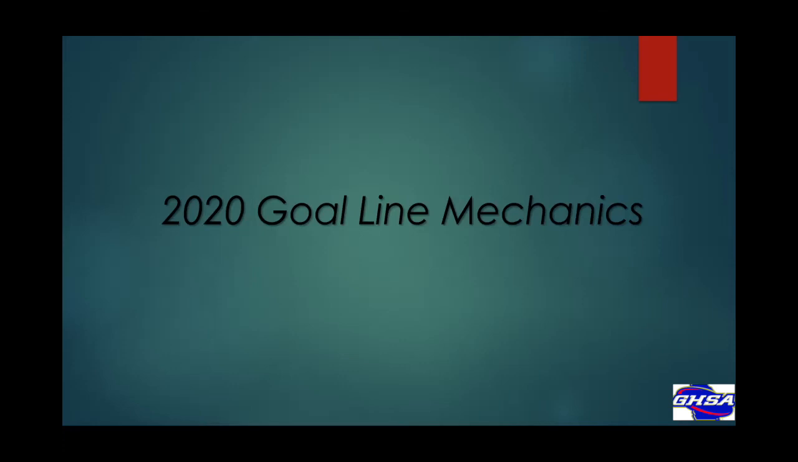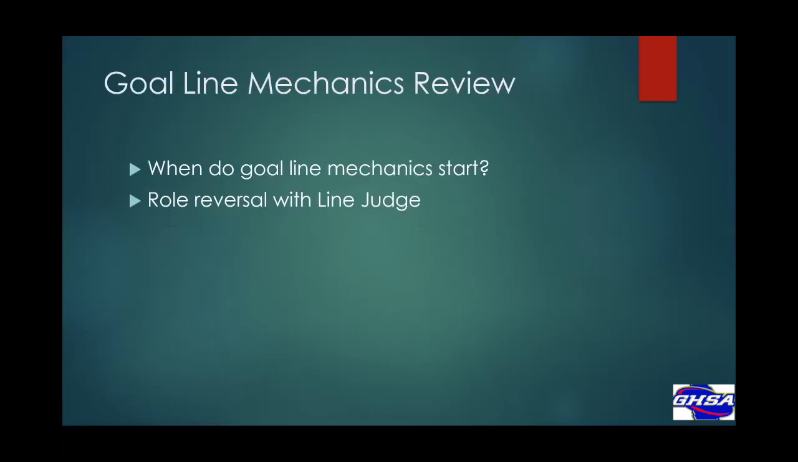All right, let's talk about goal line mechanics. There's really nothing that's changed in goal line mechanics. They're going to change the wording a little bit on goal line mechanics going out from the goal line. But in watching film last year, we noticed that as umpires, we have the opportunity to really get better when we talk about goal line mechanics. When do goal line mechanics start? Going in, they usually start at the 7-yard line. Going out, they're going to start at the 3-yard line.